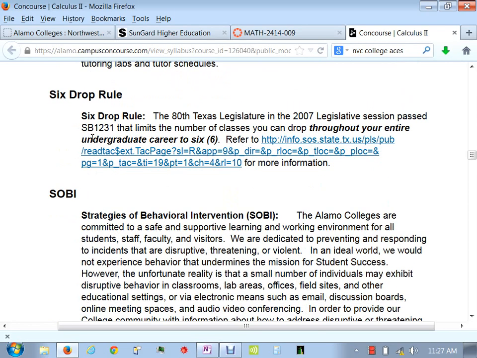All right, 6 drop rule. You get 6 drops your entire academic career. This is state legislative stuff. I'll let you read that.